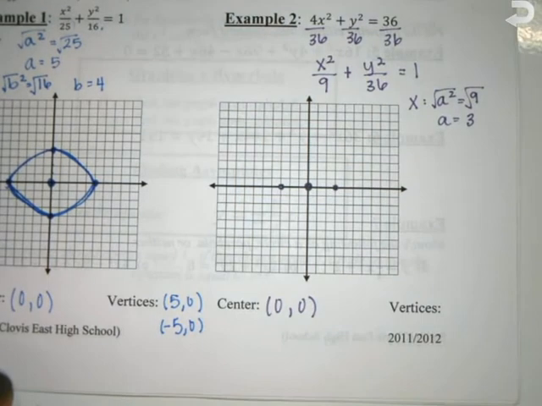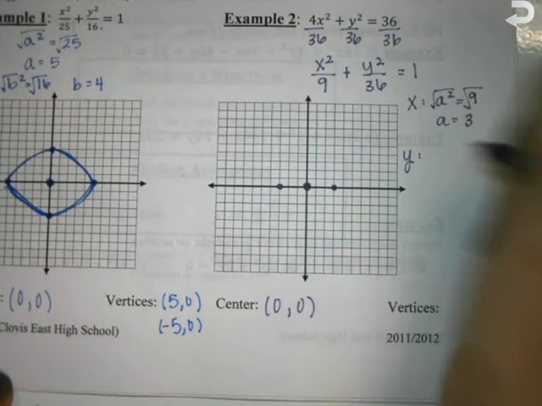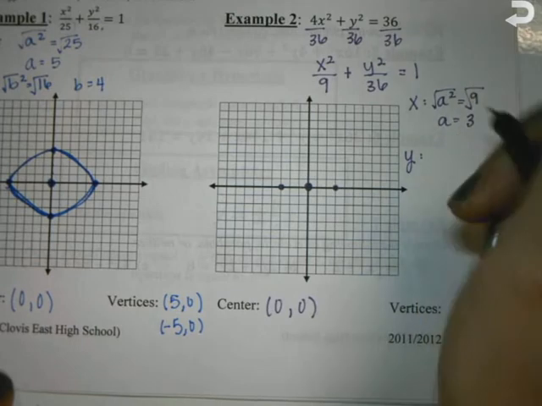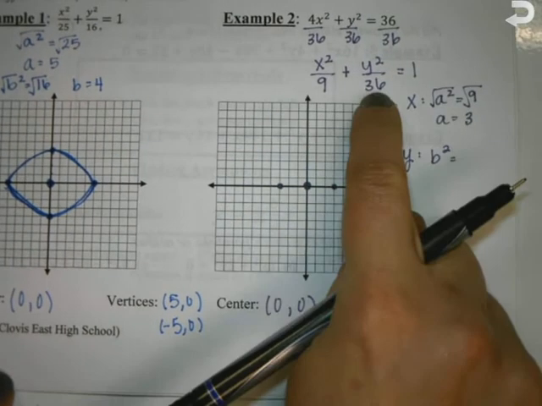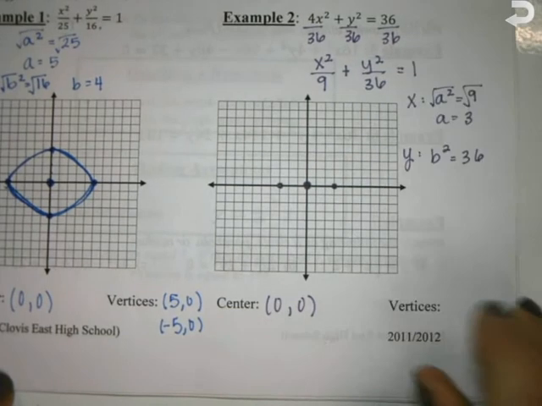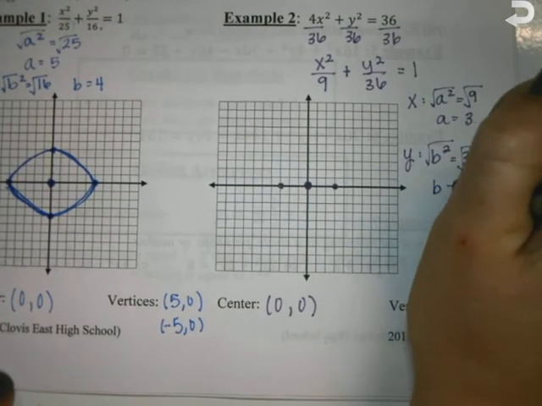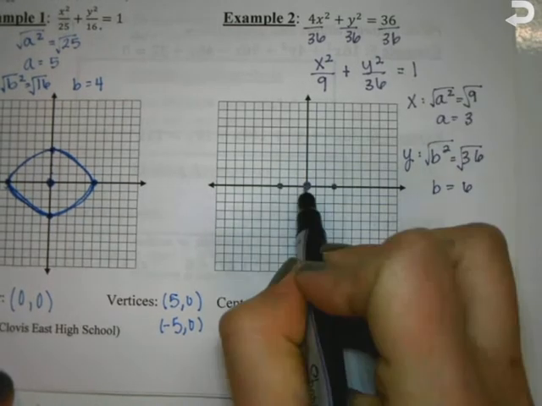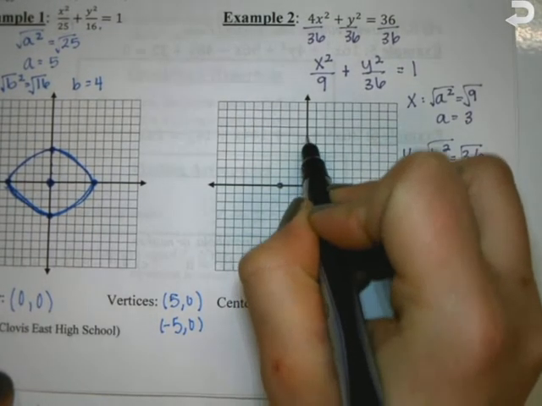Now let's do the y's. B squared is equal to what? 36, right? So b squared is equal to 36. Take the square root of both sides. So b is equal to 6. So from the center, I'm going to go up 1, 2, 3, 4, 5, 6, and down 1, 2, 3, 4, 5, 6.